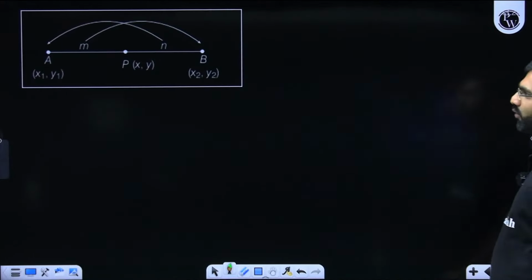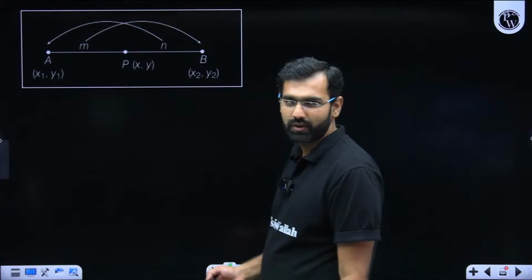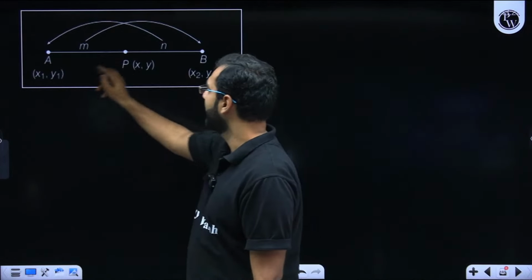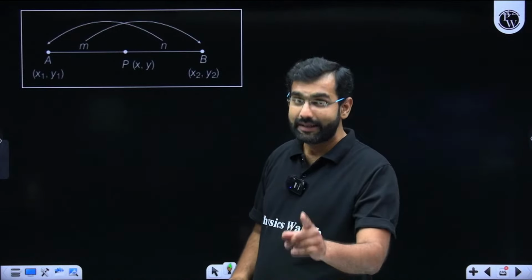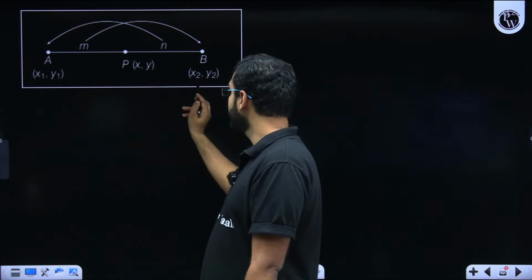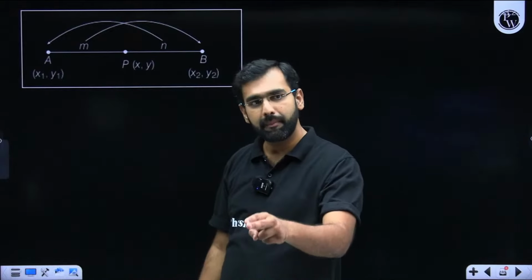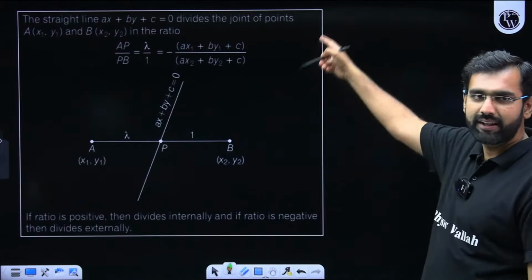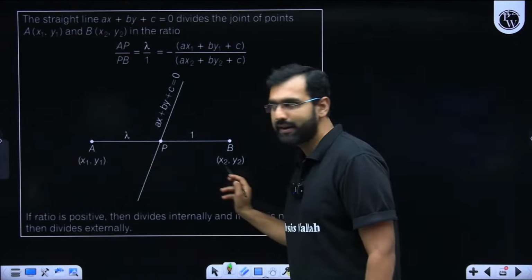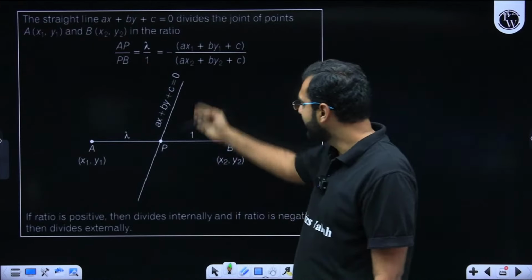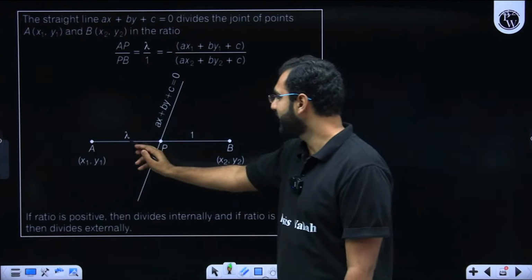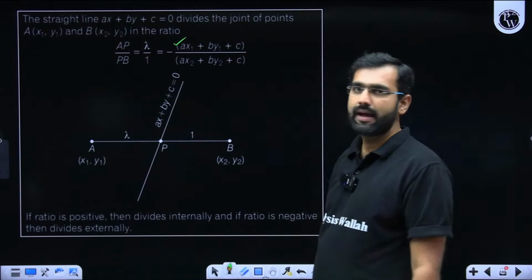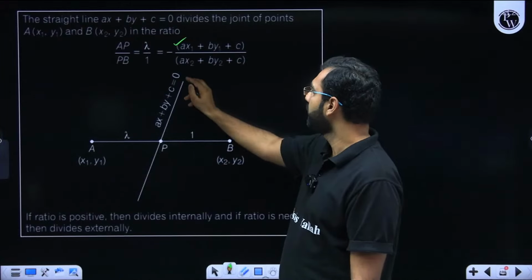Now, coordinate geometry, we know the ratio formula. I hope you know that. So it will be m times this plus n times this divided by m plus n, internally. If externally, m times this minus n times this upon m minus n, right? From here, if I talk about this, I have already given you that if there is an A and B line segment and this line ax plus by plus c divides it in the ratio lambda is to 1, then that ratio will be negative of power of x1 comma y1 with respect to this line upon power of this point with respect to this line.